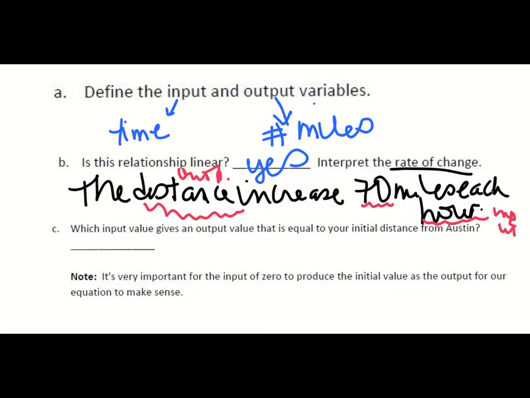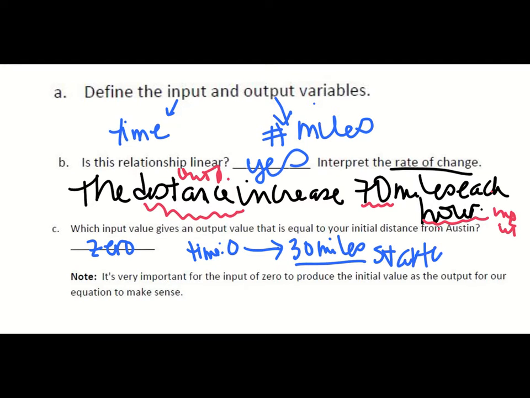And then which input value gives you an output that is equal to your initial distance from Austin. And that basically is 0. So that was when you were at time 0. You were at your 30 miles. So that was basically your starting point. It says it's very important for the input of 0 to produce your initial value. That's essentially what you need to know for our equation to make sense.